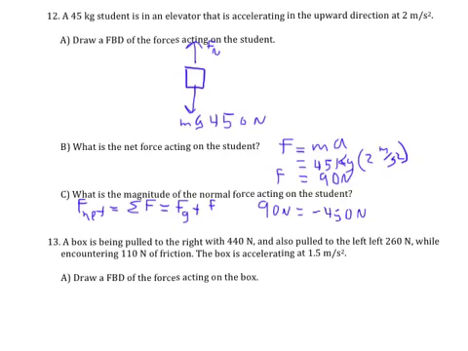Really got to watch those positive or negative signs. Always think in terms of direction, plus the force normal. So this means I have to add 450 to both sides in order to get F normal by itself. So when I add 90 plus 450, what I get is 540 newtons equals the normal force. So this one up here is 540 newtons, and that's why this person is accelerating upwards.